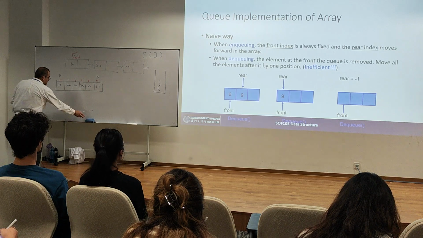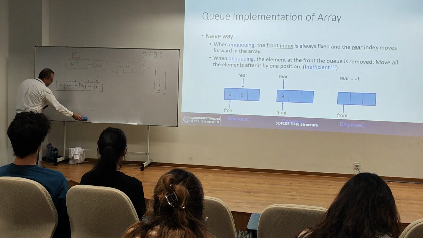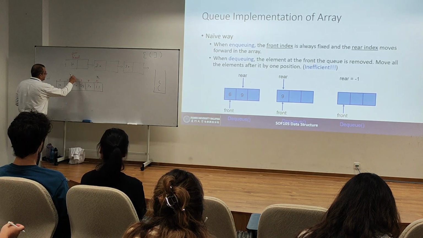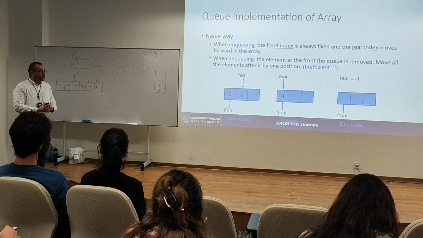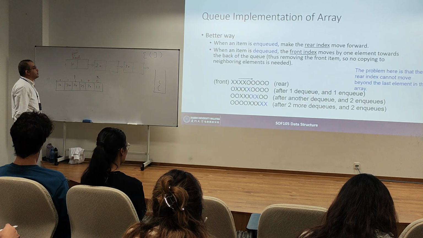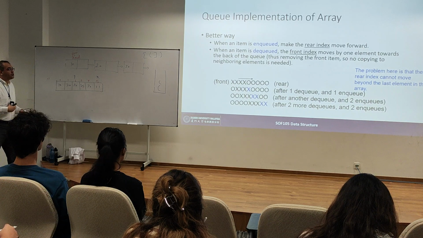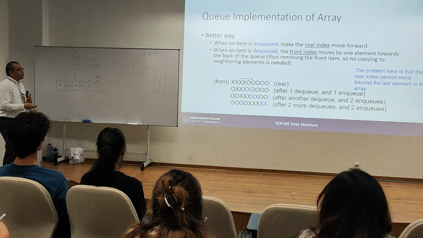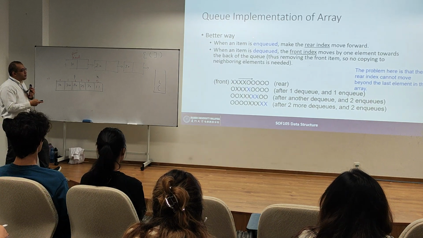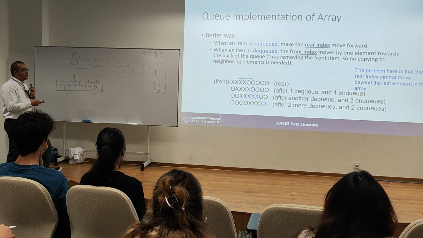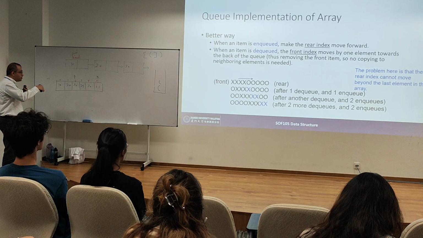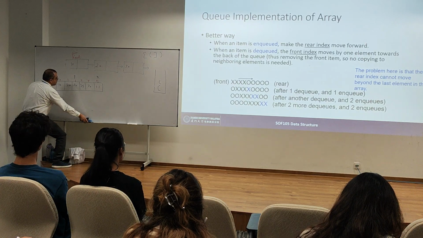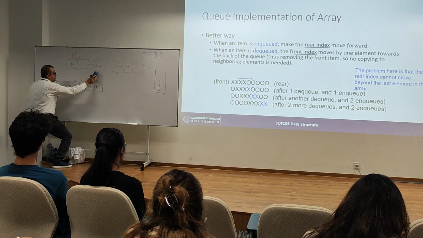The better way is, let's go back to the previous one here. What was it first? Front was here. So this is a naive way to do it. Why? Because it's not really efficient. A better way to do it, with the queue implemented as an array: when an item is enqueued, make the rear index move forward. Let's go back to the beginning here.